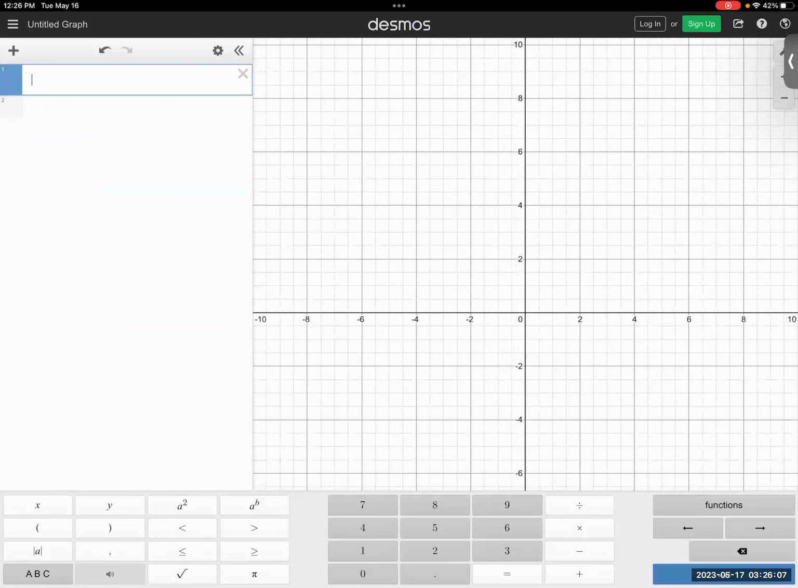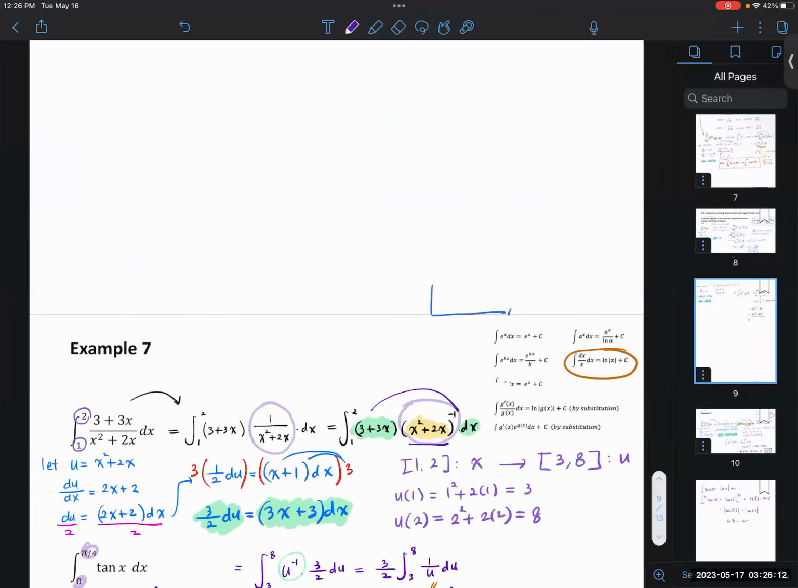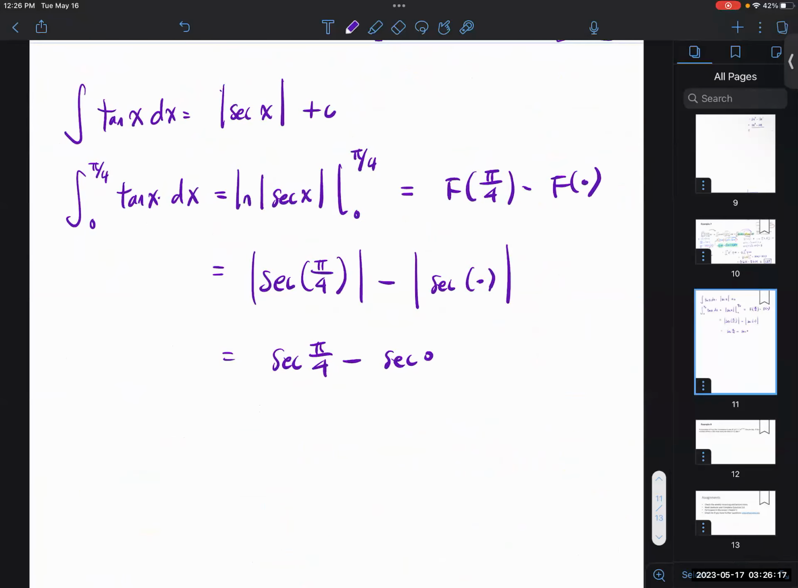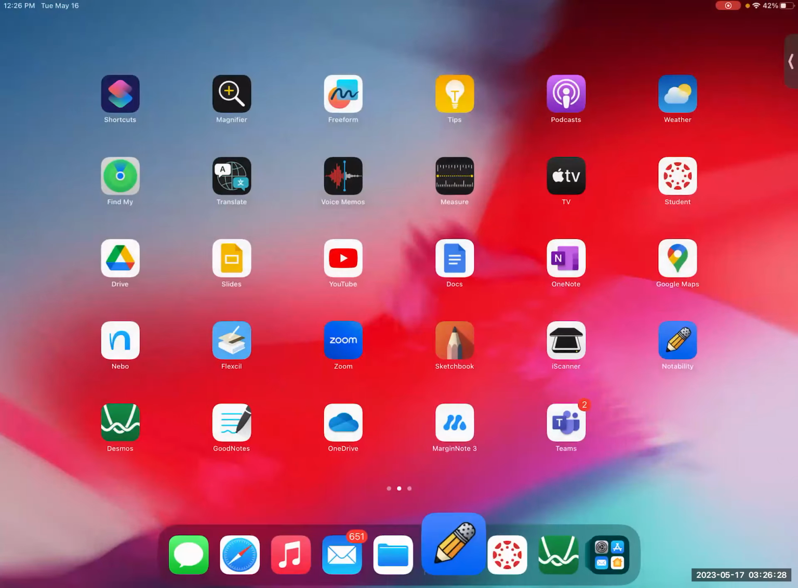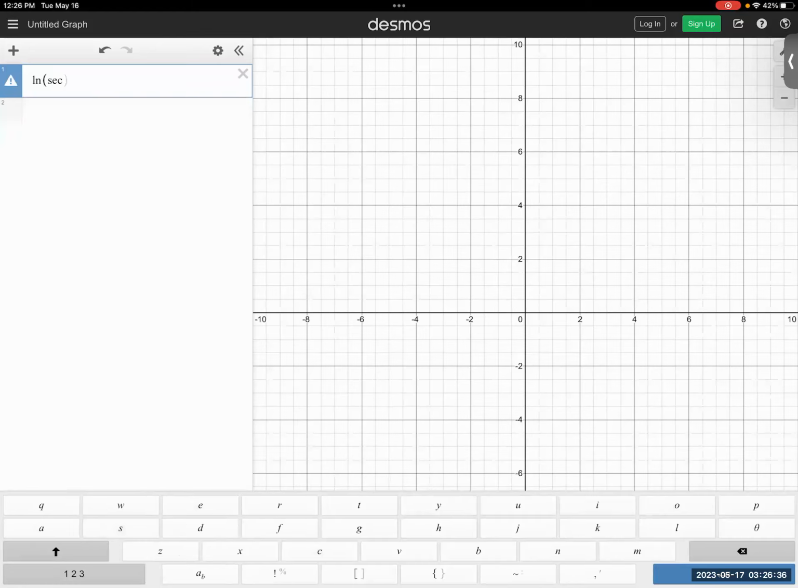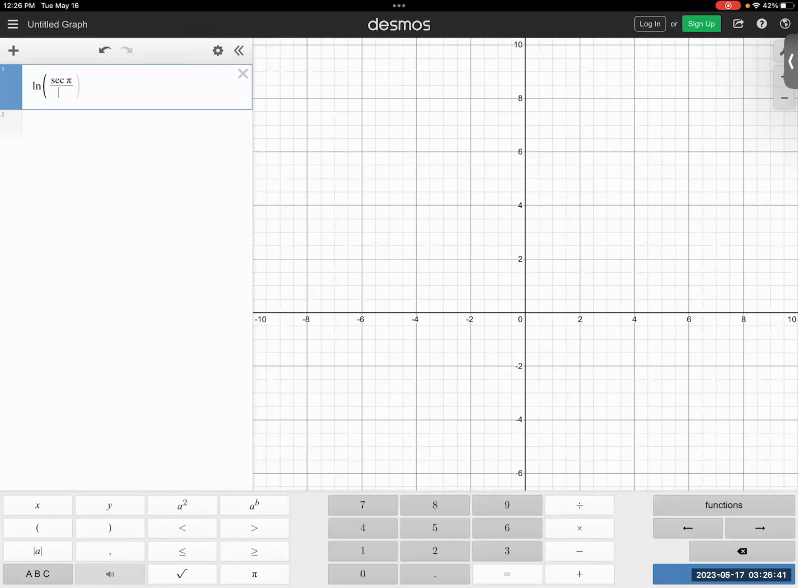So here I have a ln. Oh, actually, I forgot the ln. Sorry about that. So if you go up, there's ln. I forgot the ln. So here, ln, you're going to subtract. So go to decimal, ln. We have a secant of pi over 4. So it's saying undefined.